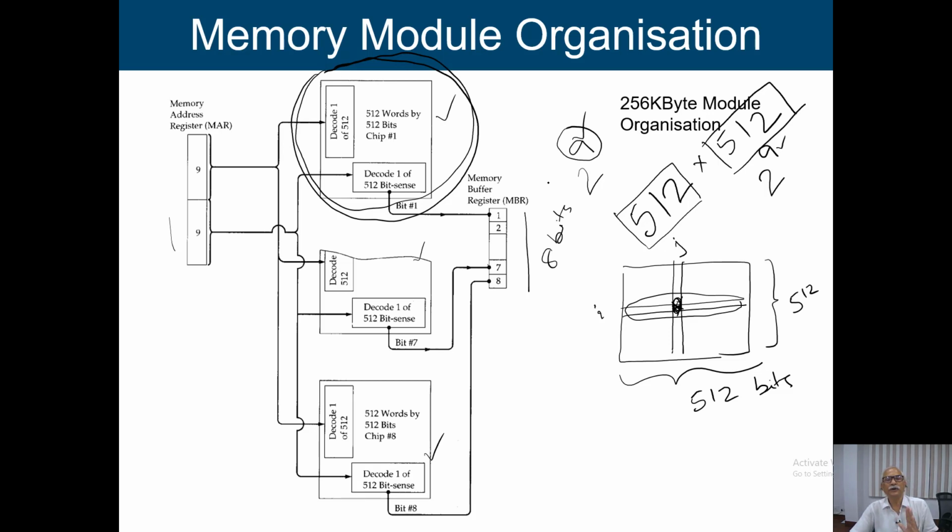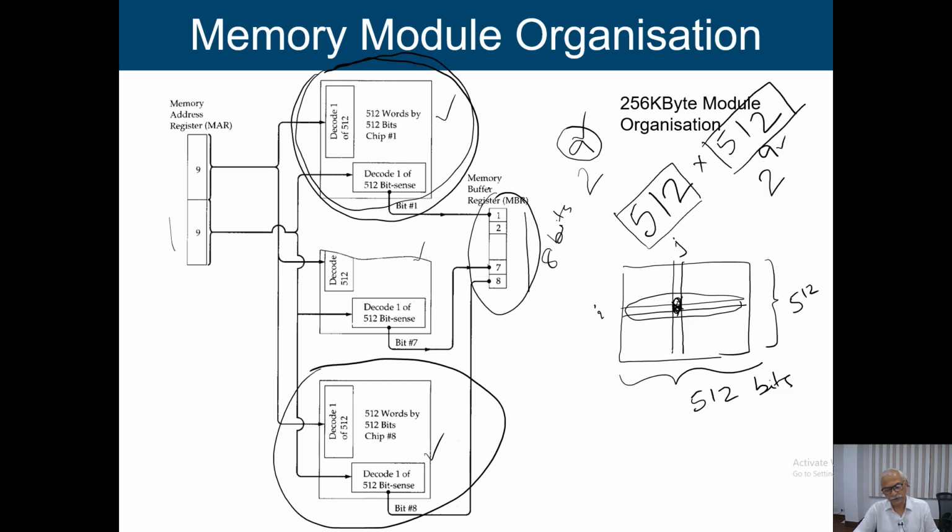So just see what we are doing. These are a collection of memory chips. From each memory chip we select 1 bit. Like that, from 8 different memory chips, we simultaneously select 8 different bits, and those 8 bits are stored in this particular register, which is your memory buffer register.